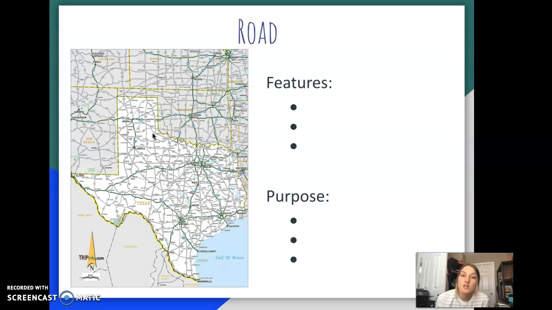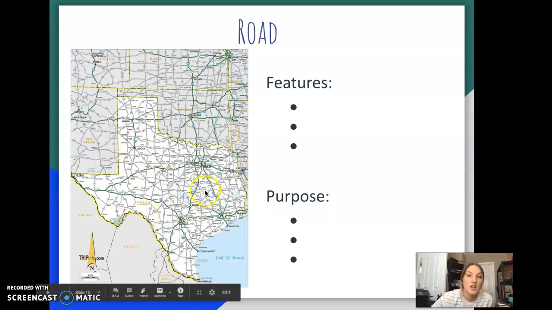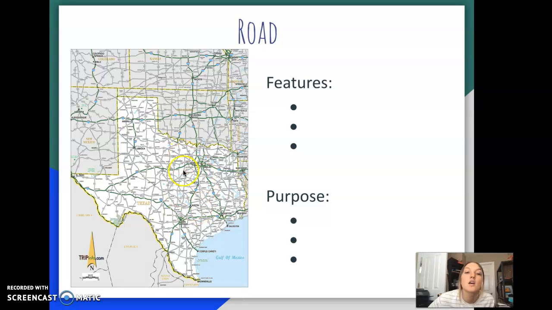Sometimes there's airports. There's always cities, borders to the states, and the purpose is used to navigate, but it shows transport links between Texas, Oklahoma, Kansas, or even just getting from Fort Worth to Austin. What highways would I take? So that's the road map.